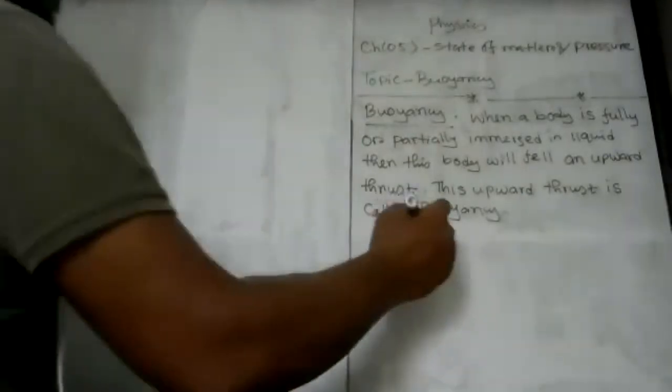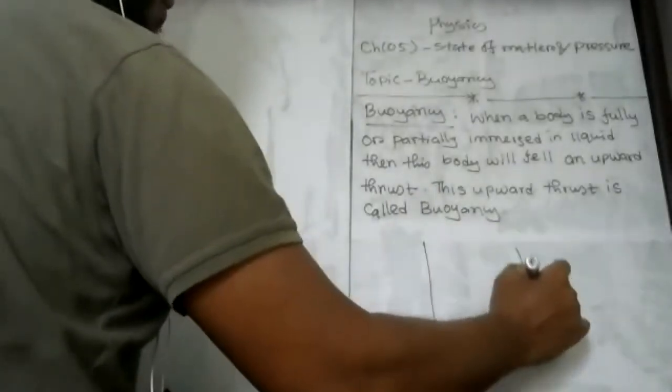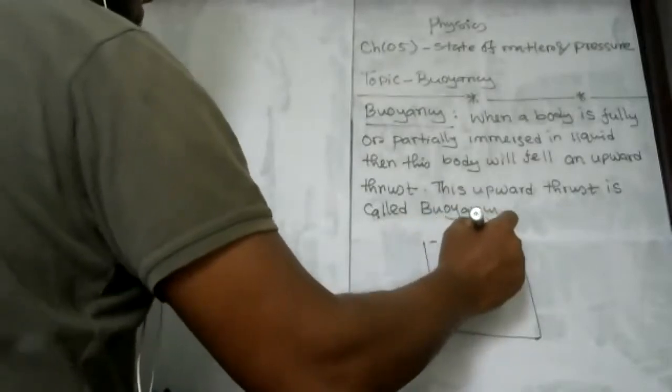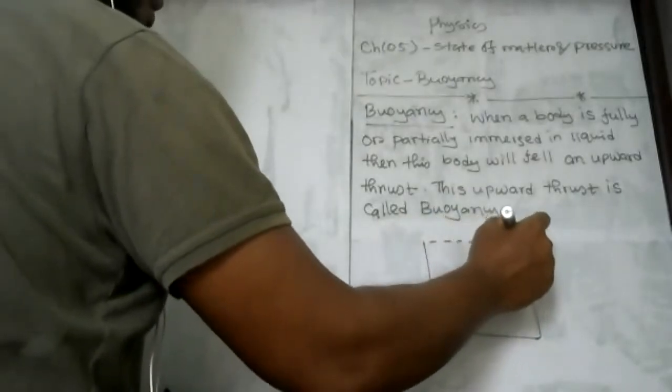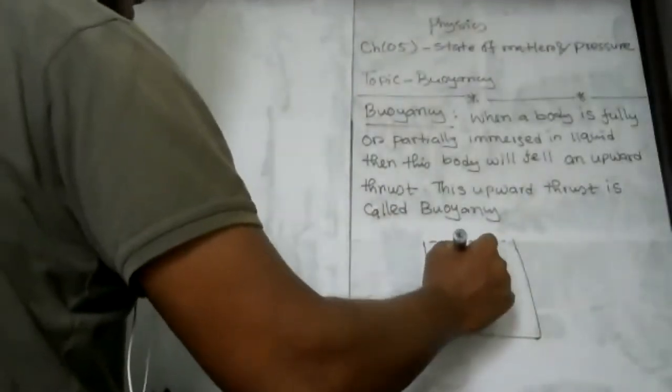My dear student, to show this, at first I'm taking a container of water. Suppose, my dear student, this is a container, and this container is full of water, and this is the upper surface of the water or liquid. Suppose a cylindrical shaped body is inside the liquid, and this is the cylindrical shaped body, and this body is inside the liquid.